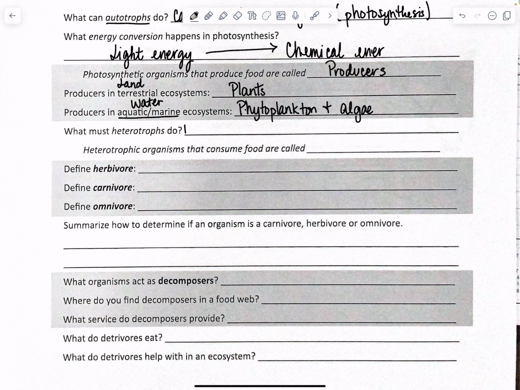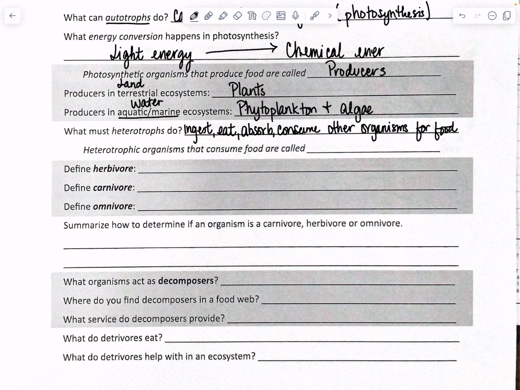They have to ingest or eat or absorb or consume. All of these are synonyms, okay? Other organisms for food. That's how they're going to get their energy. They eat something else, okay? And that something else could be plants, but it could also be another animal.